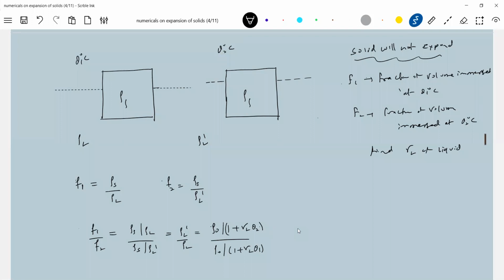So let me write in this particular way. This will become how much? 1 plus gamma L theta 1 over 1 plus gamma L theta 2. So he's asking now gamma L. Let's solve this equation. F1 gamma L theta 2, F2. Let's simplify this one. So F1 minus F2 should be equal to F1 F2 theta 1 minus F1 theta 2 times gamma L. So what is gamma L?